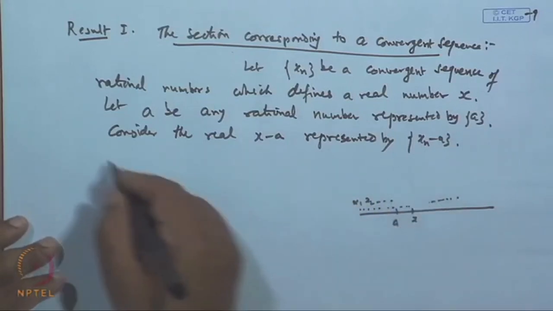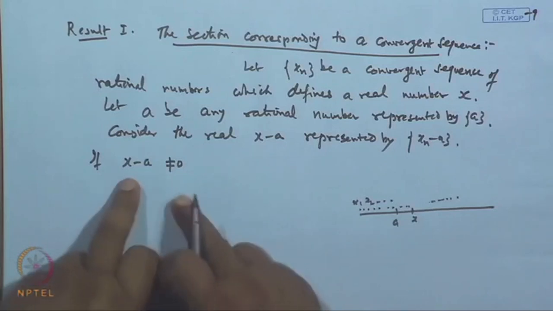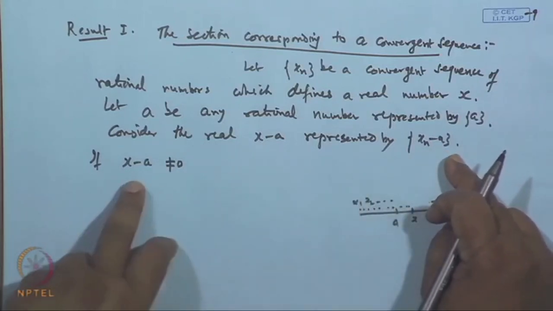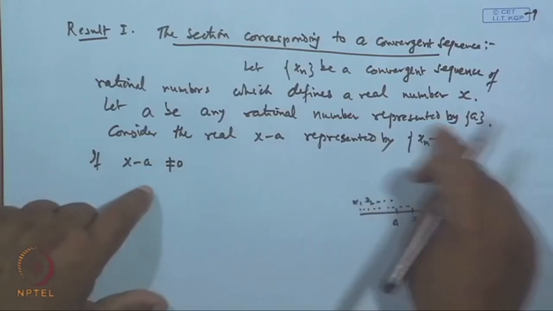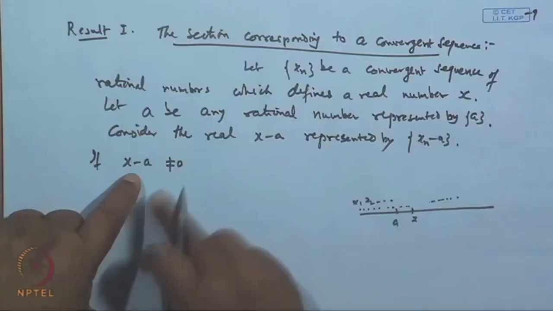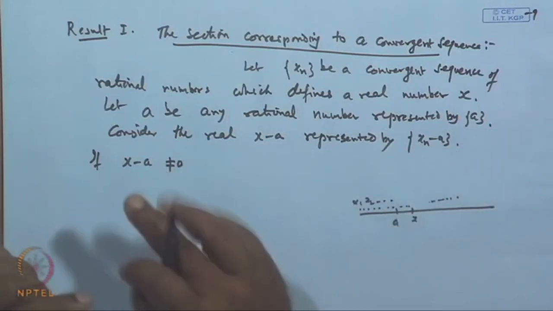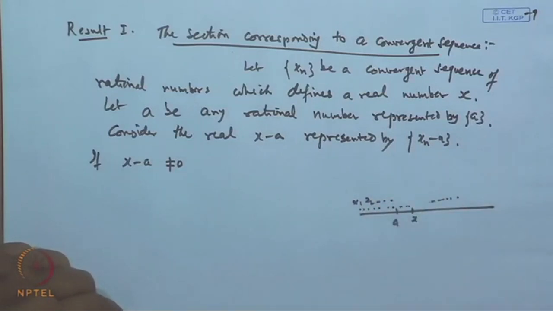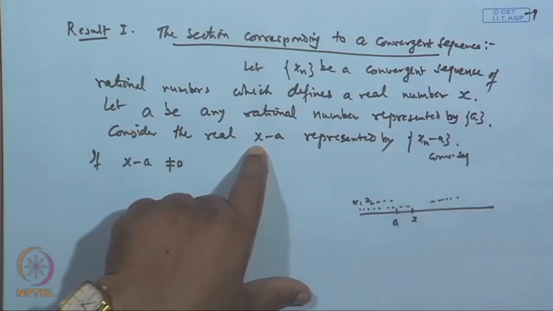Now, if x minus a is different from 0, since x minus a is represented by x_n minus a, which is different from 0, it means that after a certain stage all the terms of the sequence will have one sign, either positive or negative. If x minus a is different from 0, then it is either a positive number or a negative number, so the corresponding sequence x_n minus a will have only one sign after a certain stage n onward. It is a convergent sequence, obviously, because it represents the number x minus a.